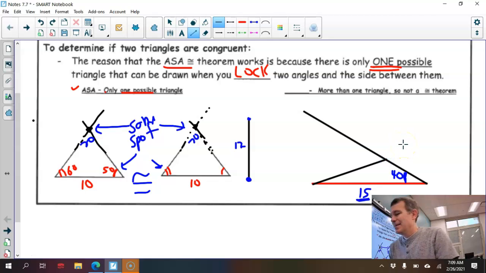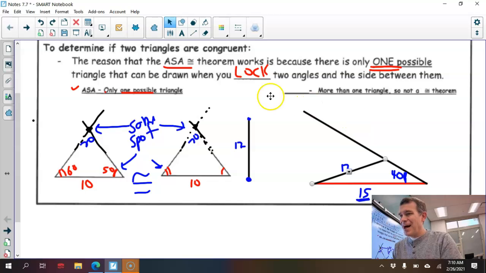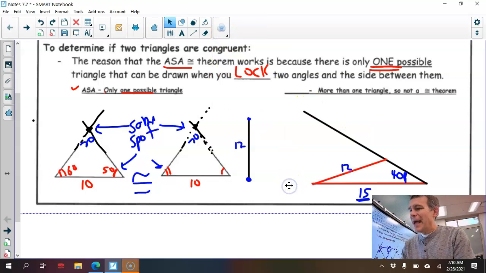Boom. So that side now has a length of 12. And it is locked in, so let's leave it. I'd like it to be red, I think. So I want to lock in. I want to make the sides red that are locked. Okay, so that side is locked in at 12.